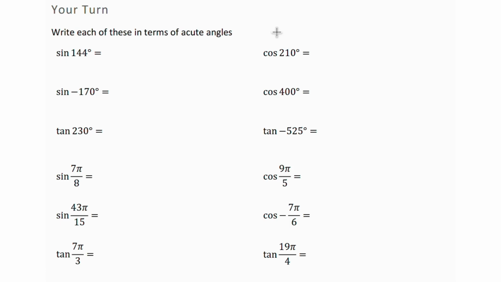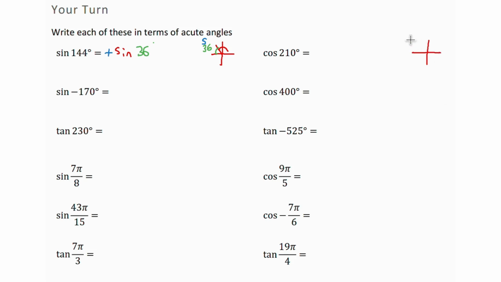Running quickly through these your turn problems. Sine of 144 degrees. In our unit circle, 144 is there, which means that our acute angle is going to be 36. That means this is going to be equal to sine of 36 degrees. And because we are in the sine quadrant, this is going to be positive.